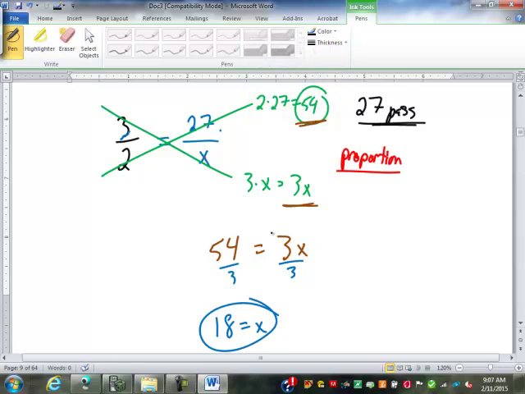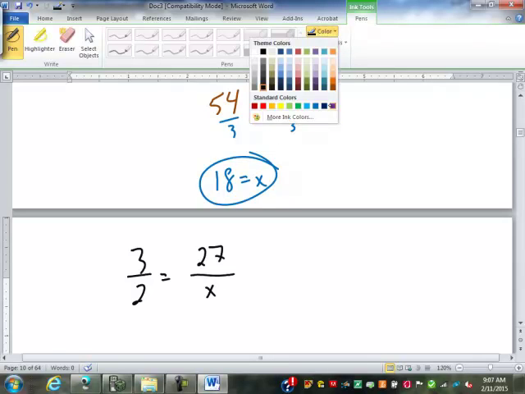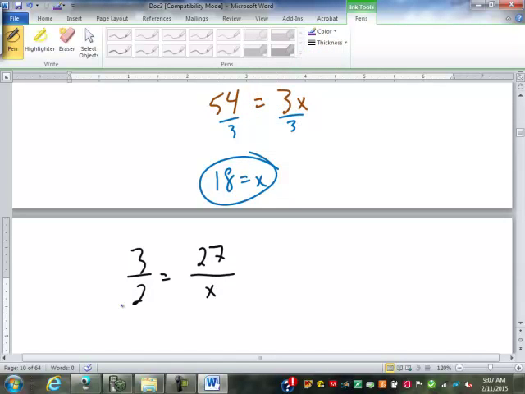Now when you look at that, you realize all we did here is we multiplied these 2 to get the 54, then we divided by the 3 to get x. So there's a shortcut they use called just cross multiply and divide. Rather than doing the cross products and setting up the equation and solving, they'll just do 2 times 27 is 54, divide by the third number of 3 gives you the 18.